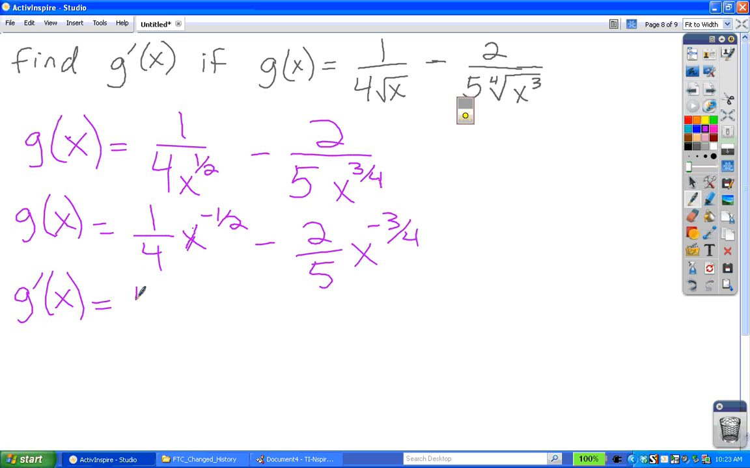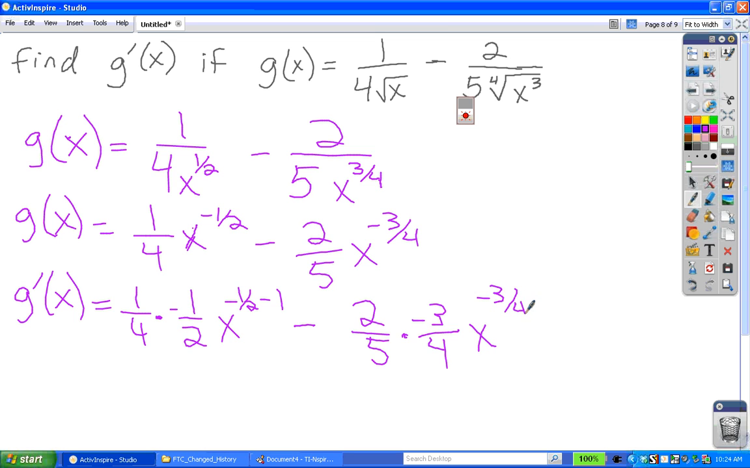We're going to say 1/4 times negative 1/2 x to the negative 1/2 minus 1 power. All I've done is taken 1/2, the original exponent, multiplied it by my coefficient, and subtracted 1. Just what the power rule says to do. So minus 2/5 times negative 3/4 x to the negative 3/4 minus 1 power. Again, multiply 3/4 by my coefficient, 2/5, and then subtract 1 from negative 3/4. The power rule is done. We applied it.